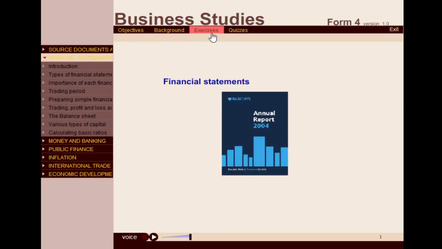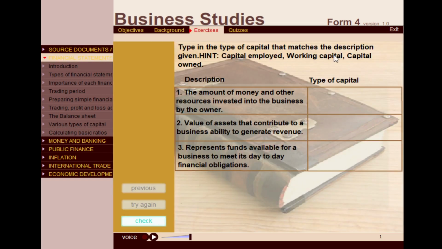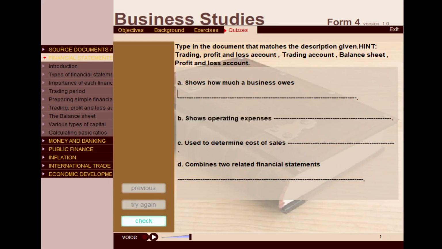Type in the type of capital that matches the description given.